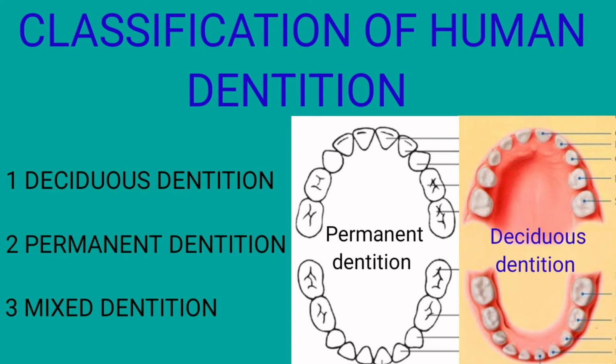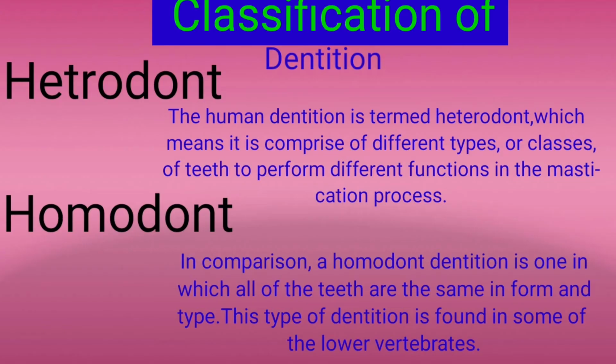Today in this video lecture we will learn about the classification of human dentition. Number 1, deciduous dentition; number 2, permanent dentition; and number 3, mixed dentition. Viewers, here we will learn about the difference between two terminologies: heterodont and homodont.